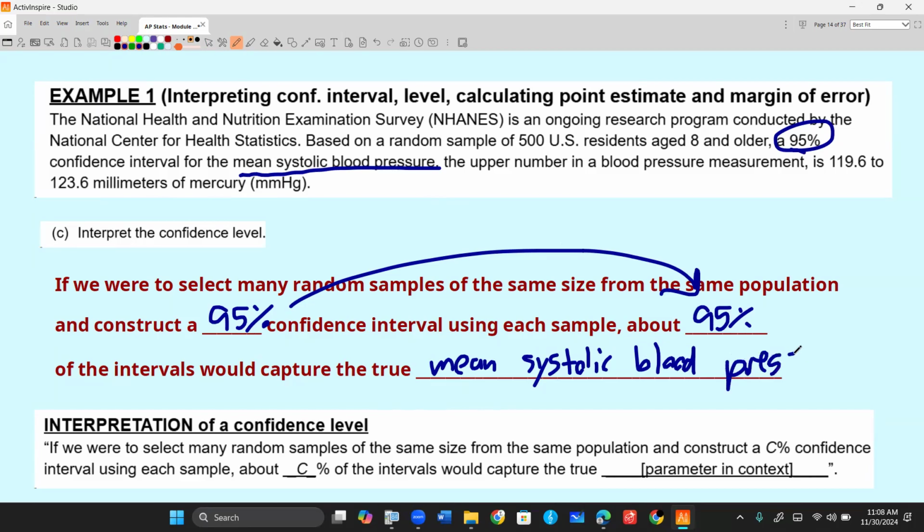And if you want to get technical, of U.S. residents age 8 and older, but that's what that interval is. So again, if we were to select many, many random samples, construct many, many 95% confidence intervals, about 95% of those intervals would capture the true parameter that we're trying to measure, mean, proportion, whatever it is.